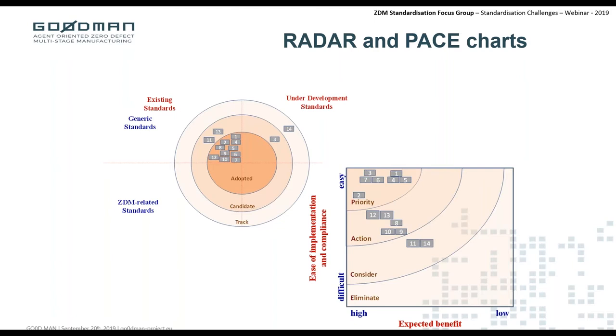In terms of the pace, it is possible to verify that all the standards used are expected to bring high benefits when adopting, some with high priority and others with action classification. In this priority, it is placed the standards related to intercommunication, for example, OPC UA and REST, and also standards related to measurement and uncertainty in terms of the data. The two standards that are classified as consider are the standards that are under development phase.